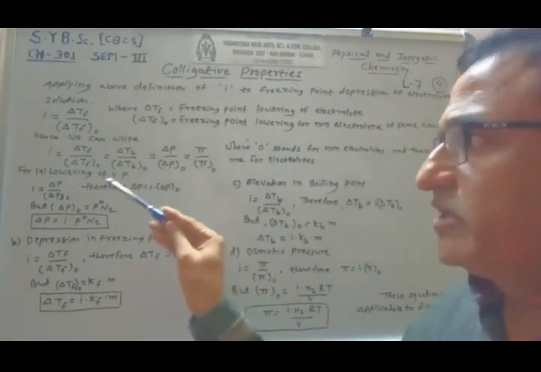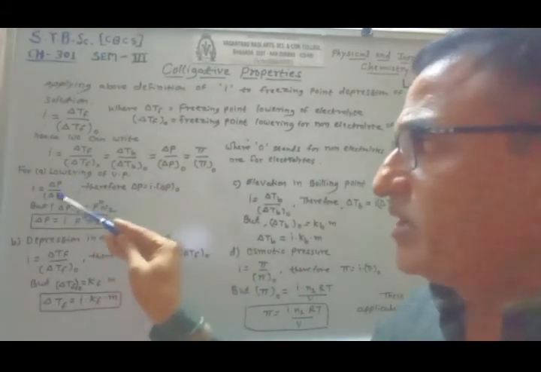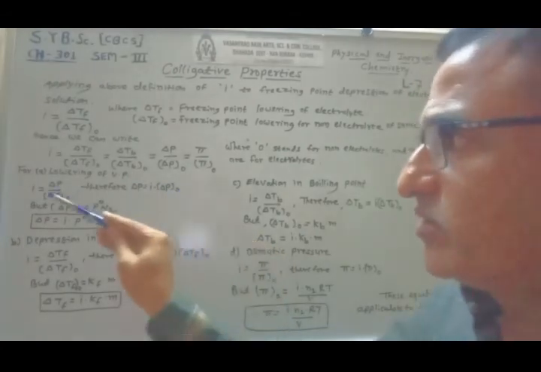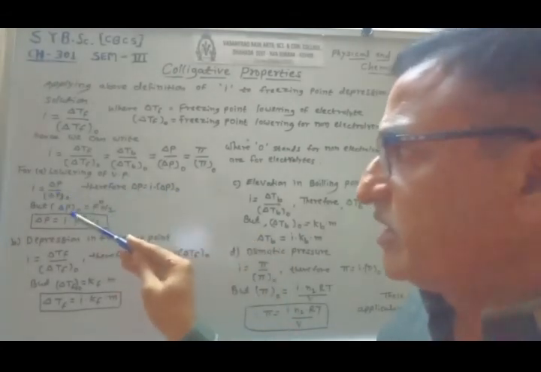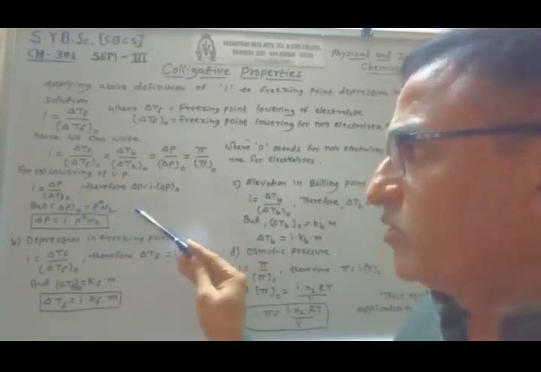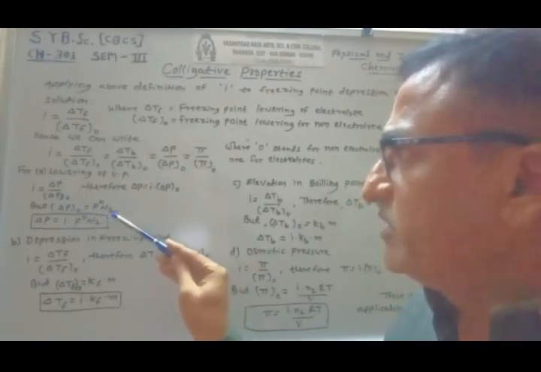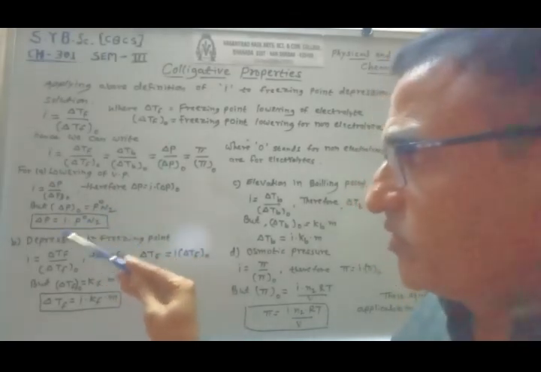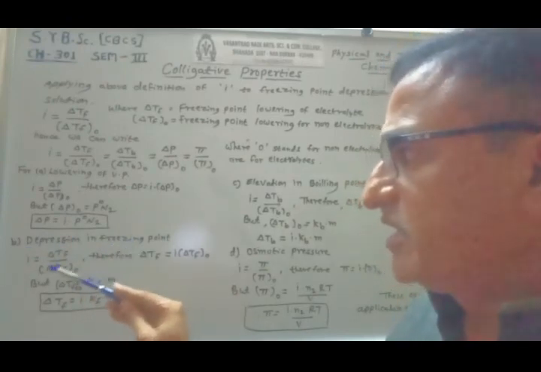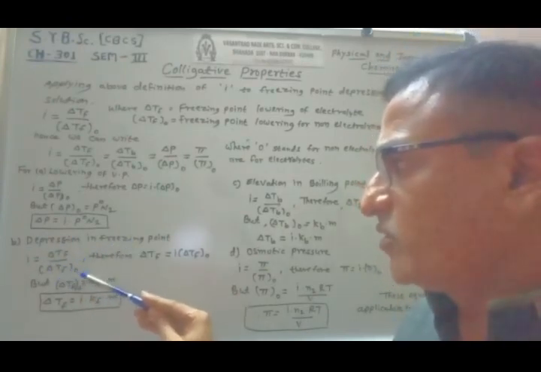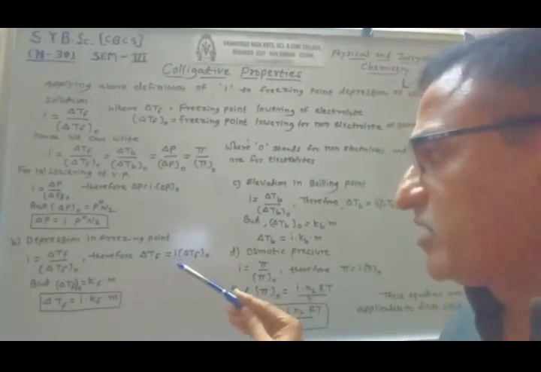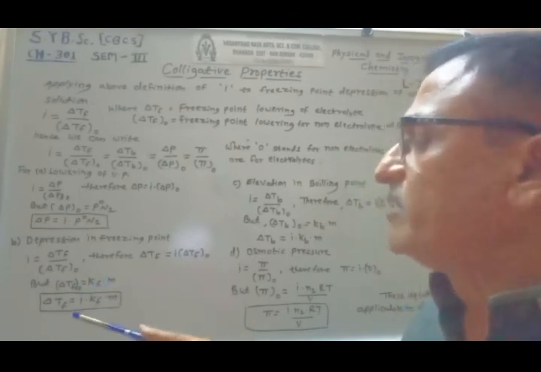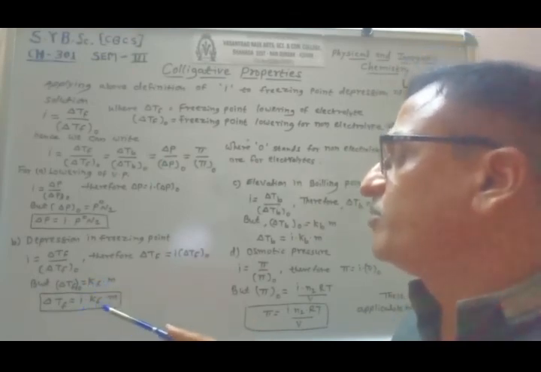Now for lowering in vapor pressure, i is equal to delta P upon delta P0, therefore delta P is equal to i into delta P0 by cross multiplication. But delta P0 is equal to P0 N2, so putting this value here, we get delta P is equal to i into P0 N2. Second, depression in freezing point: i is equal to delta Tf divided by delta Tf0, therefore delta Tf is equal to i into delta Tf0, but delta Tf0 is equal to Kf into m, and hence delta Tf is equal to i into Kf into m.